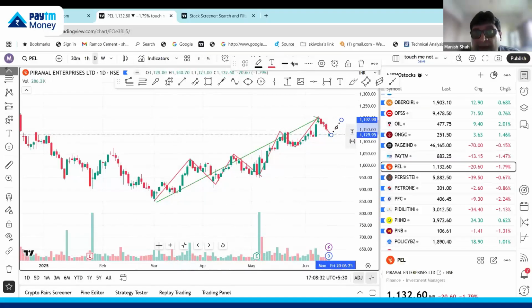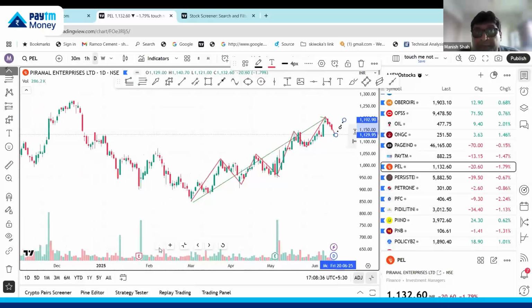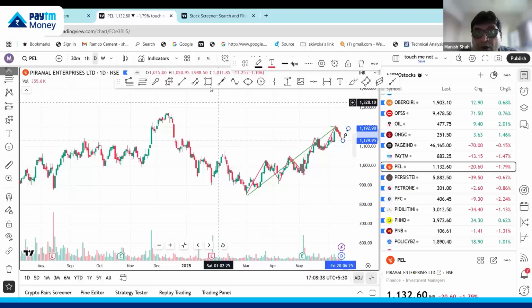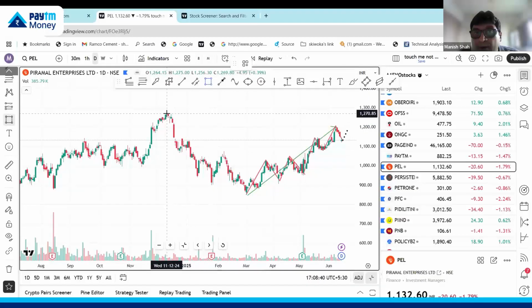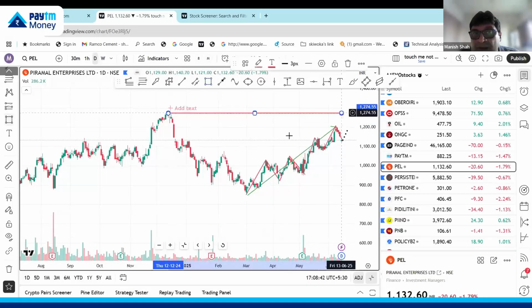How far can it go? At least it will make a new high, or if the trend persists, it can go at least to this point. Why? Because you have a major resistance here. So if I buy here, and if price does go to this point 1274, then I have a reasonably good trading opportunity.